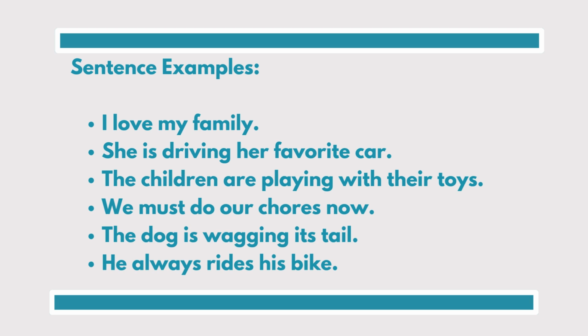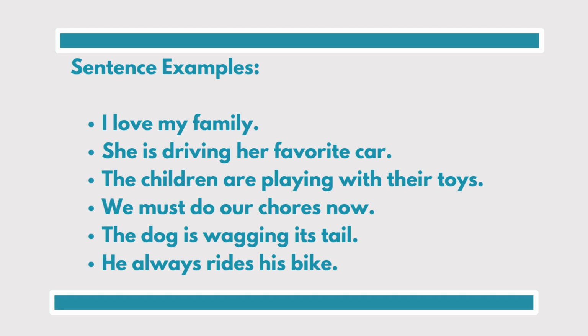And then we have the children are playing with their toys. So, their is the possessive adjective modifying the noun toys. So, it tells us that the toys belong to the children, ownership, possession. And then we have we must do our chores now. Our chores. So our is modifying chores, telling us that the chores belong to a group of people, which is we.